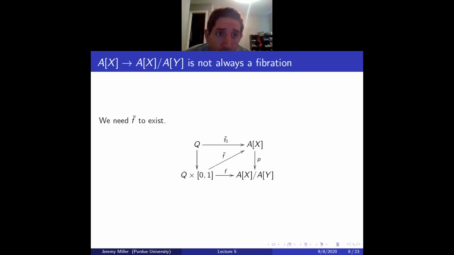The claim is that for general monoids, this quotient map isn't always a fibration. To be a fibration, we have a family of paths in the quotient, and we have a lift of one endpoint, and then we need to lift the entire family of paths.